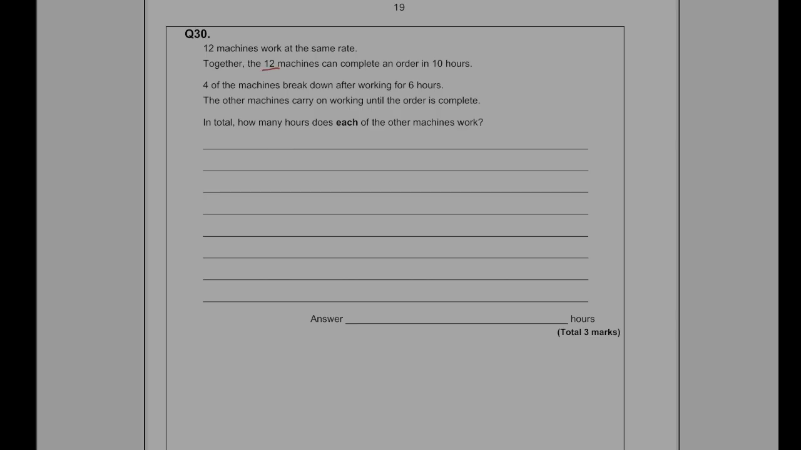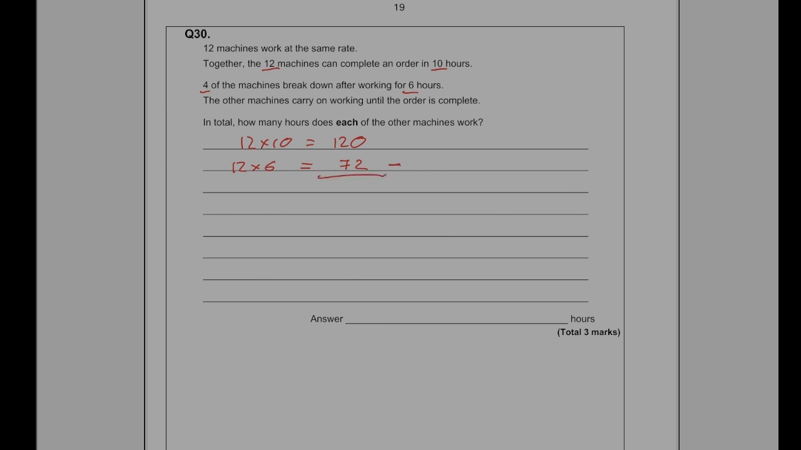So, if 12 machines will take 10 hours to finish a job, then we've got 12 times by 10. We've got 120 working hours. So it would mean one machine would take 120 hours. 2 machines would take 60 hours, and so on. So 4 of the machines break down after 6 hours of work. So let's see, 12 times by 6 would be equal to 72. So the machines in those 6 hours would have completed 72 of the 120 worked hours.